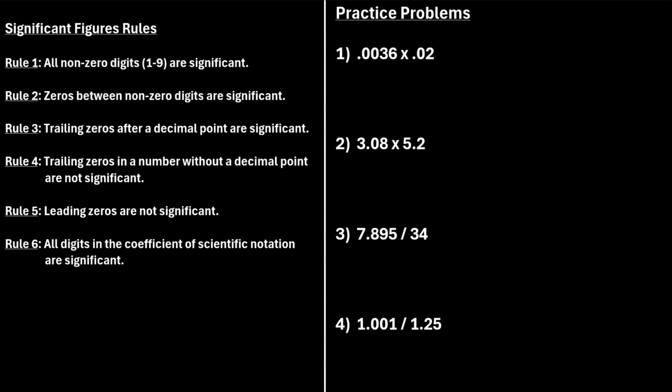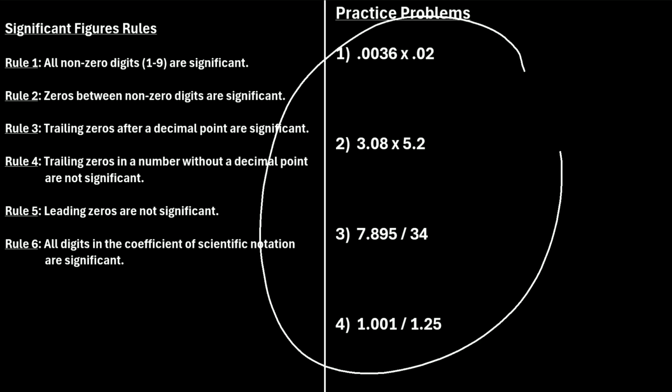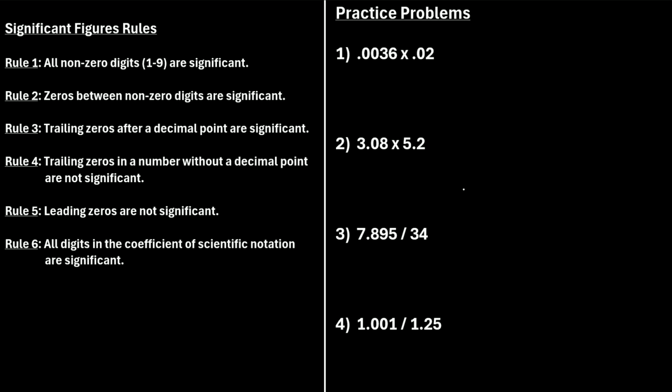In this video, I will explain how to write numbers with the correct amount of significant figures after performing multiplication or division. So I have 4 practice problems for us to work through here. We're going to perform either multiplication or division, and we're going to write the answer with the correct amount of significant figures. Now I've gone ahead and listed out the 6 rules for determining whether or not digits are significant figures or not. So we can reference these rules as we work through these problems.